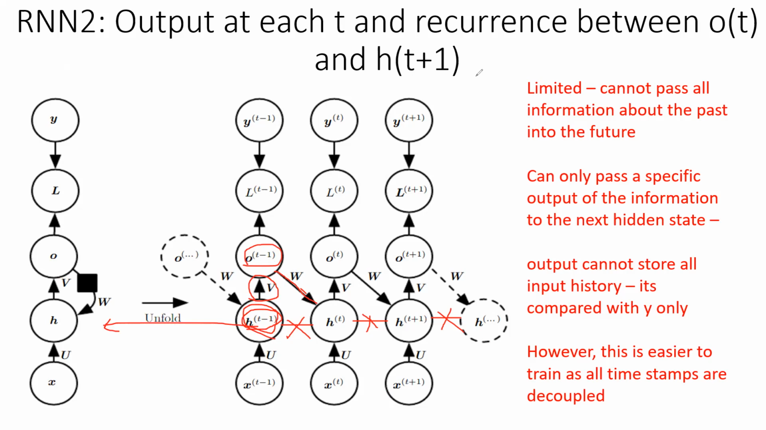So this is pretty limited. Cannot pass all the information about the past into the future. Can only pass a specific output of the information to the next hidden state. That is a big limitation. So output cannot store all the input history. It's compared with Y only.